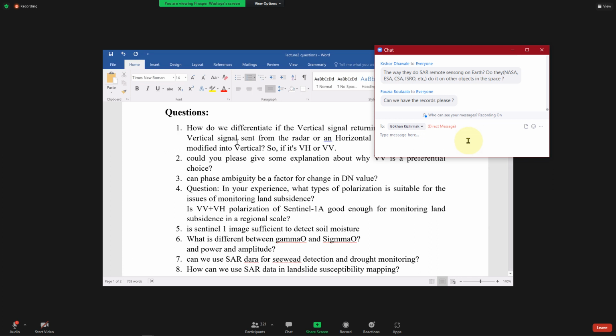All right, question 1. How do we differentiate if the vertical signal returned to the sensor is a vertical signal sent from the radar or a horizontal signal that has been modified into vertical? So if it's VH or VV.